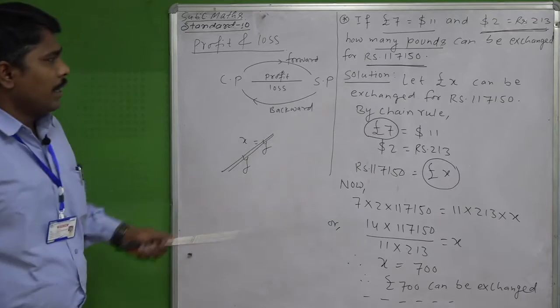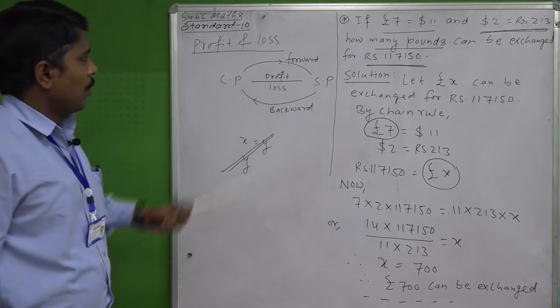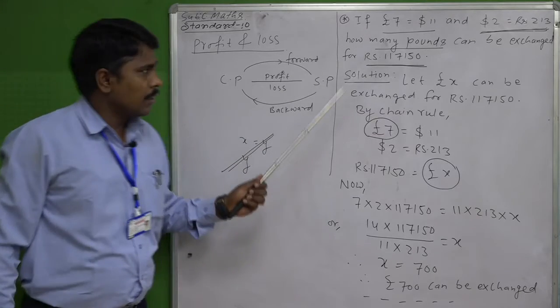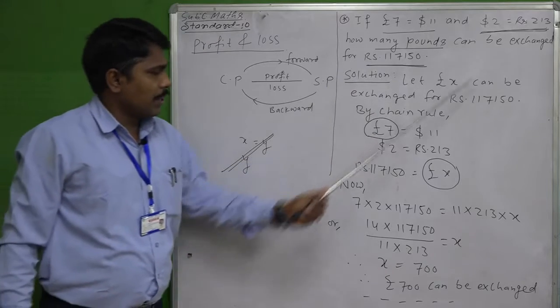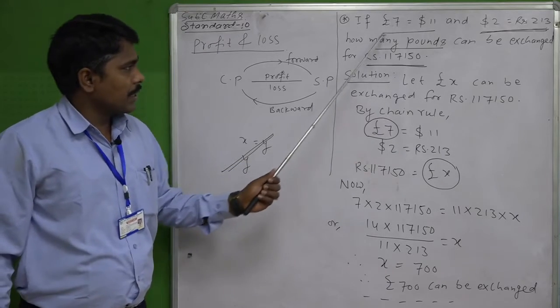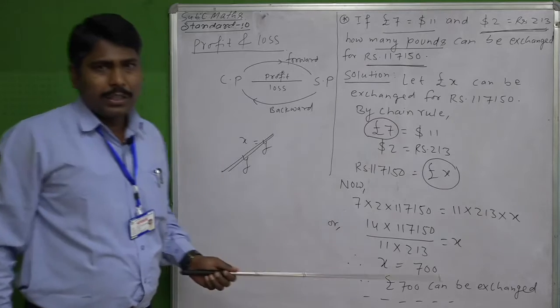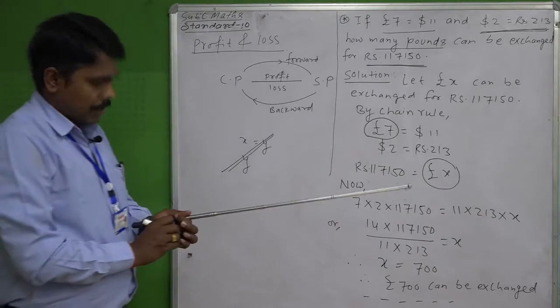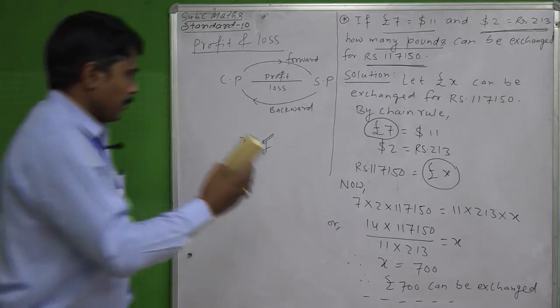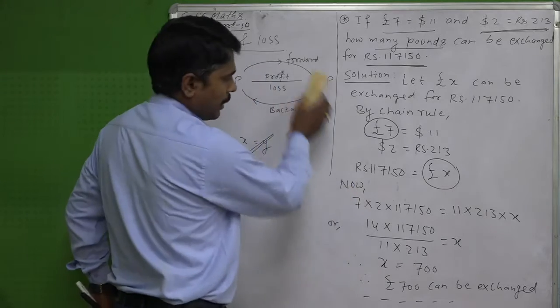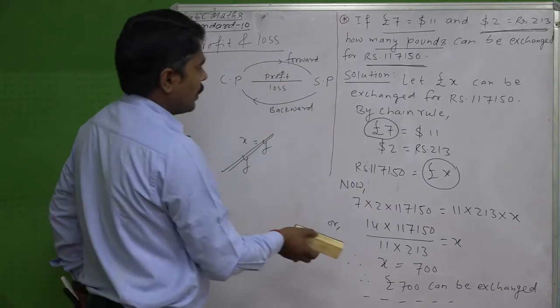So in this way, by using the chain rule, we can solve the questions. We can exchange the money by comparing, by using this chain rule we can solve it. Now I am doing just one example, as I taught you yesterday also.